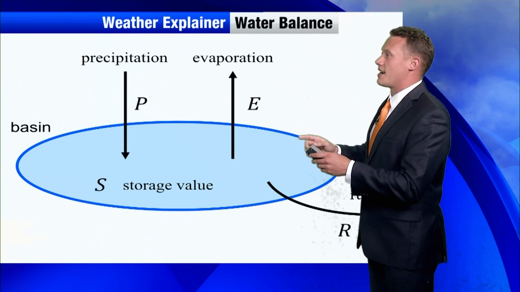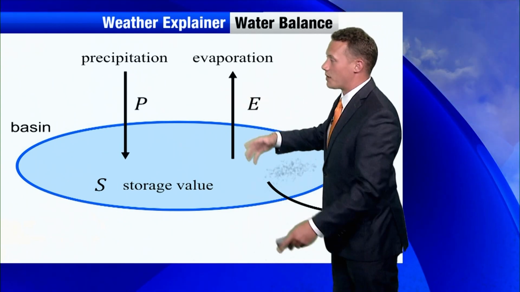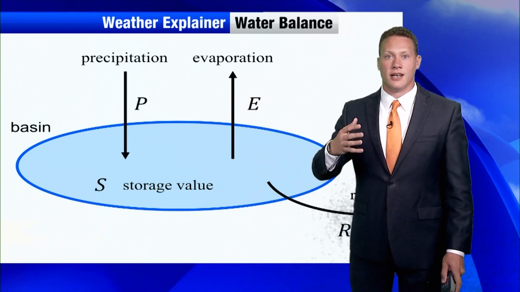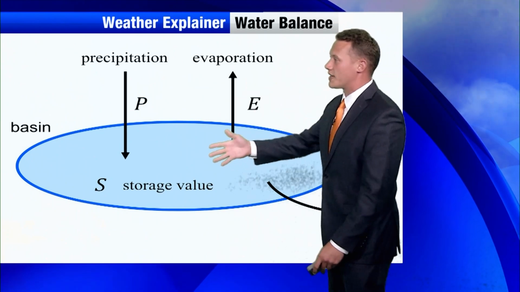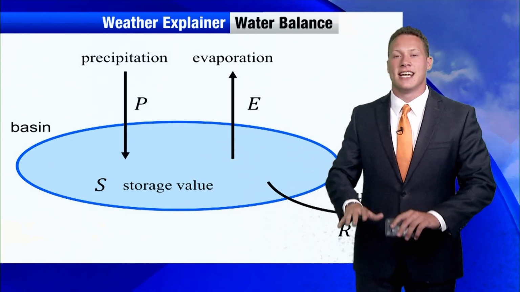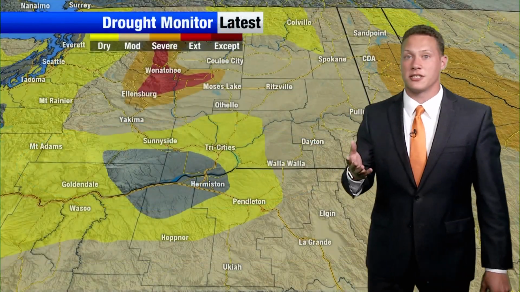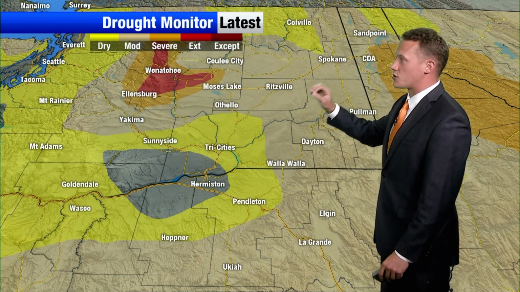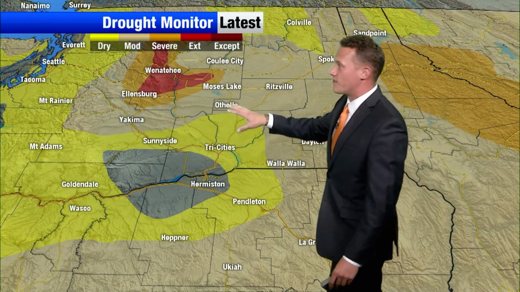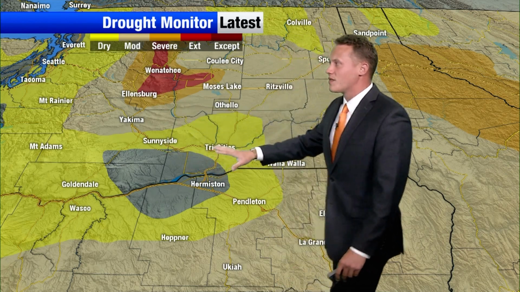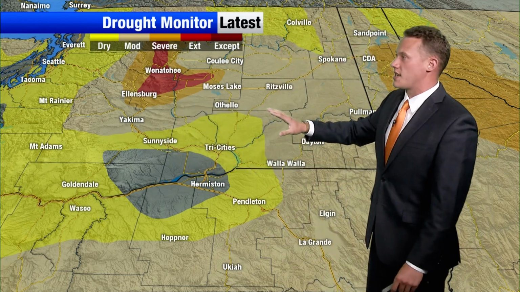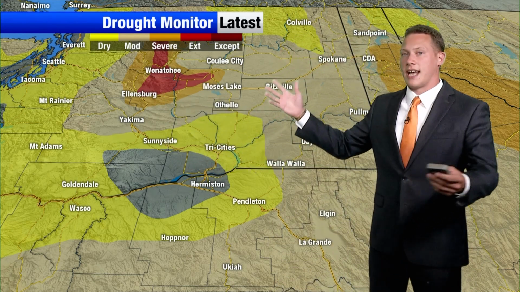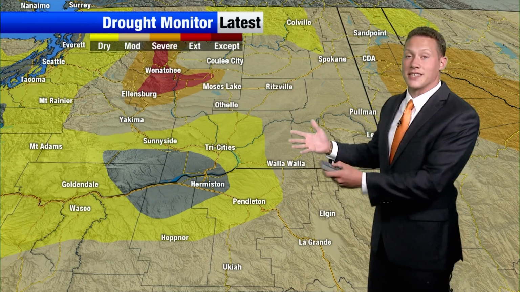But let's say we're getting a lot of evaporation, the plants are taking lots of water, and we're not seeing much of it fall out of the sky. Well, that storage value begins to decrease, and that's how we start to end up with situations like we're seeing across a lot of the Northwest with very strong or extreme droughts. We have some severe areas, a lot of us really just dry, even all the way over to the sound, you know, typically where people say Seattle gets water. Well, it hasn't really gotten a lot of water.